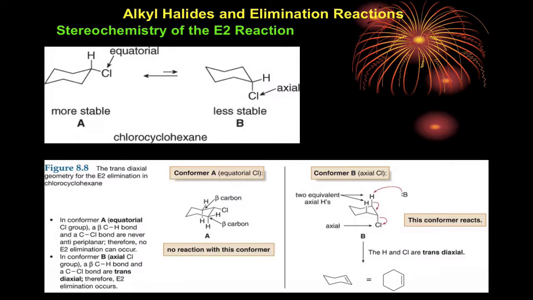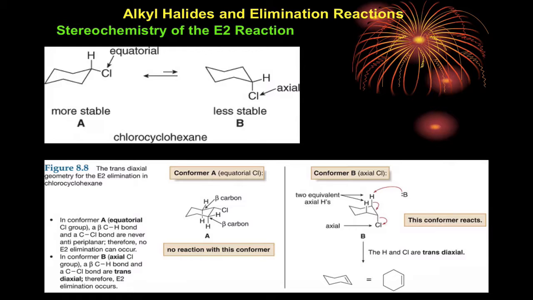Now, if you think about chlorocyclohexane, we can have a situation where the chlorine is equatorial or the chlorine is axial. And we know that this is more stable than this, because we want the big groups always to be equatorial. However, this can't undergo elimination. None of these hydrogens on the beta carbon are antiperiplanar to that chlorine. It's the least stable chair conformation that is responsible for the elimination.